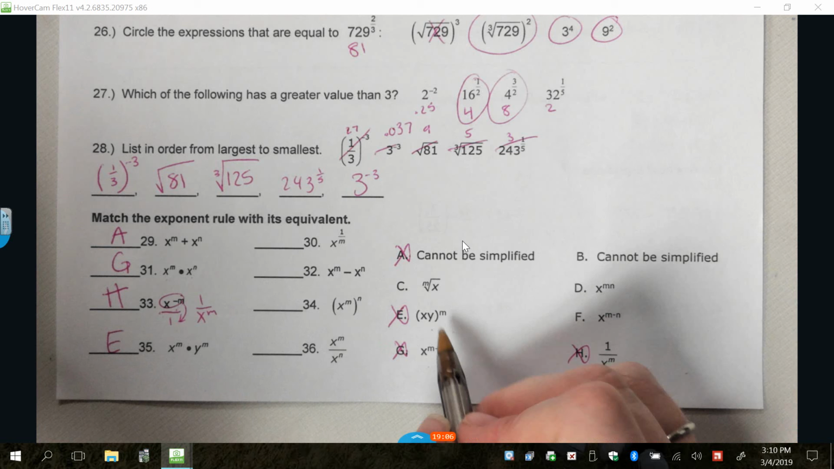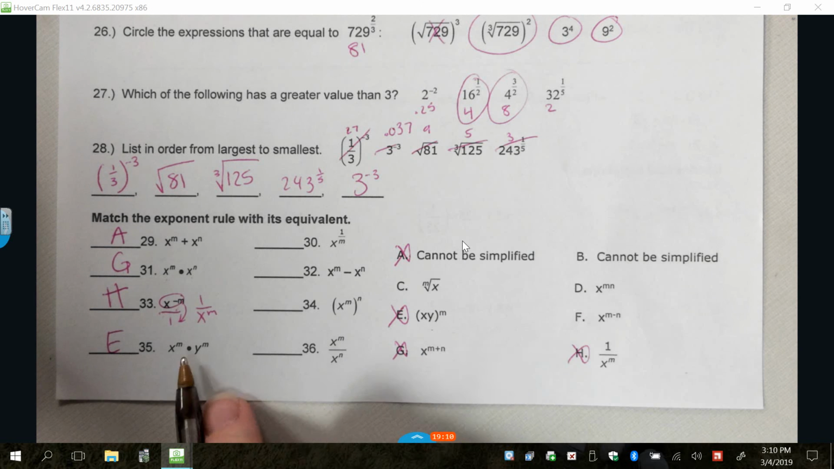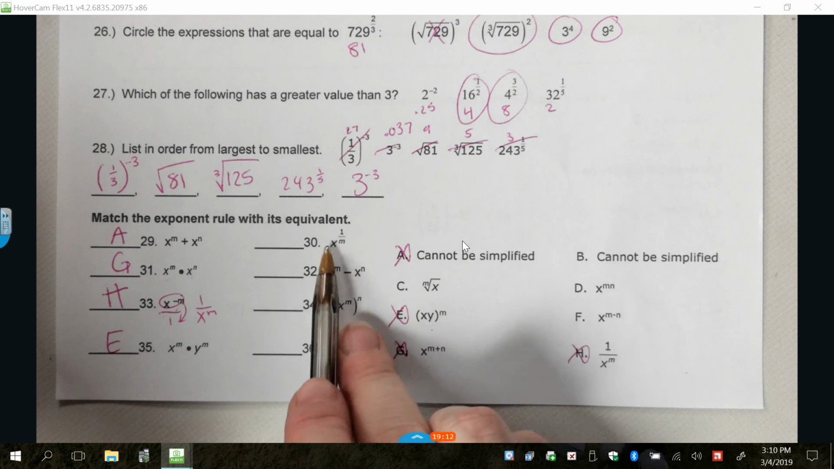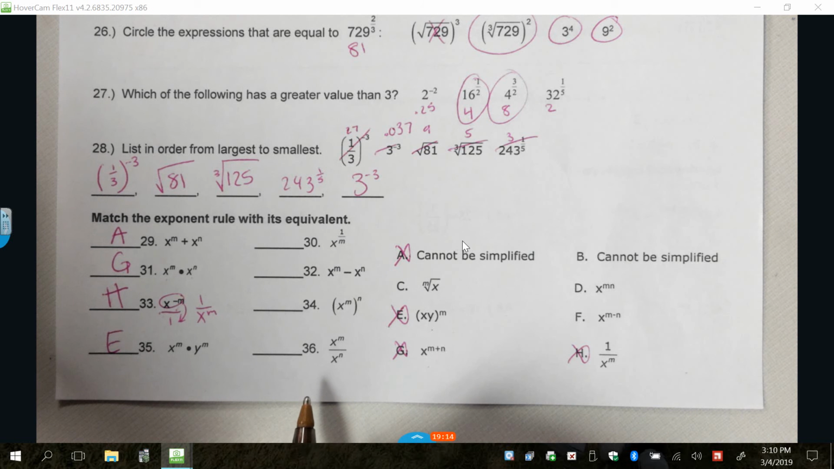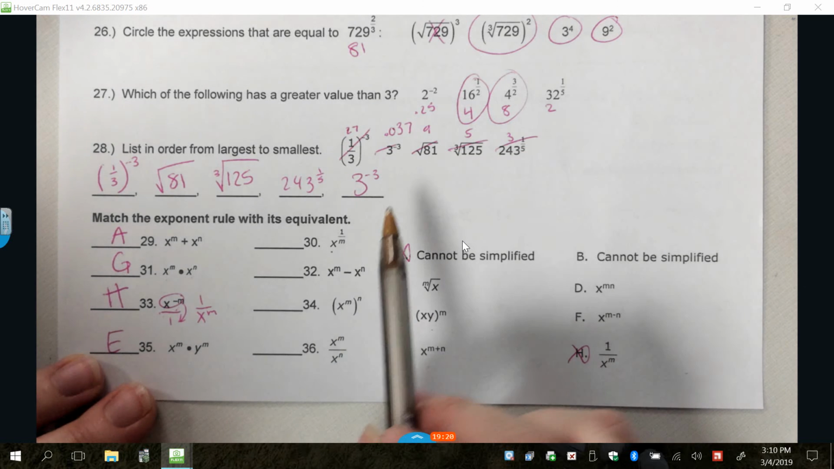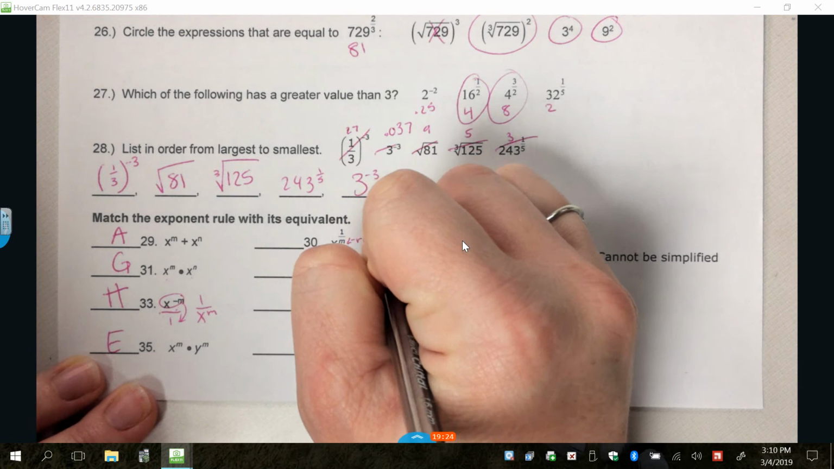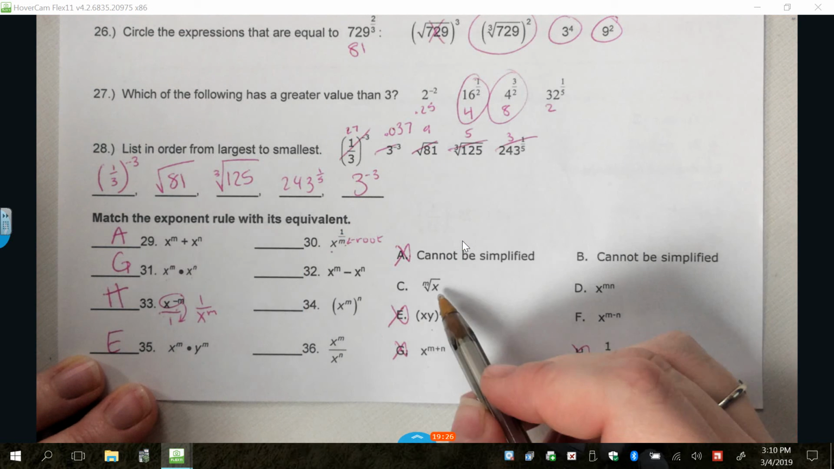Okay. Because remember, when you have the power to a power rule, you give it to everything on the inside. So we did 1 over x to the m would be... Sorry, x to the 1 over m. Remember, that's your root. The bottom is always your root. So this would be the m root of c.